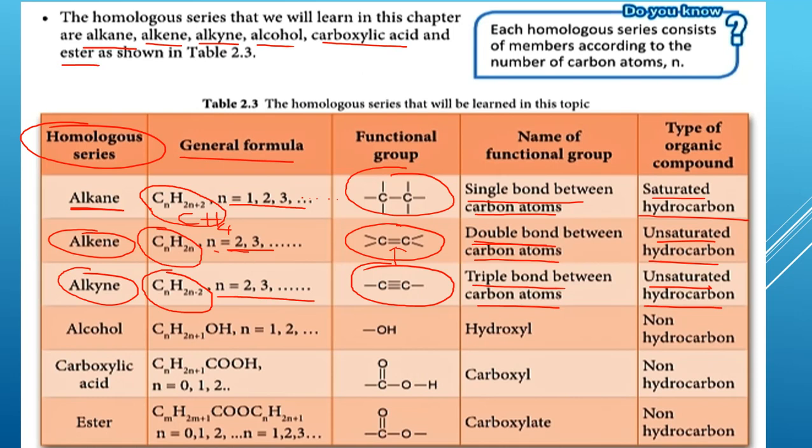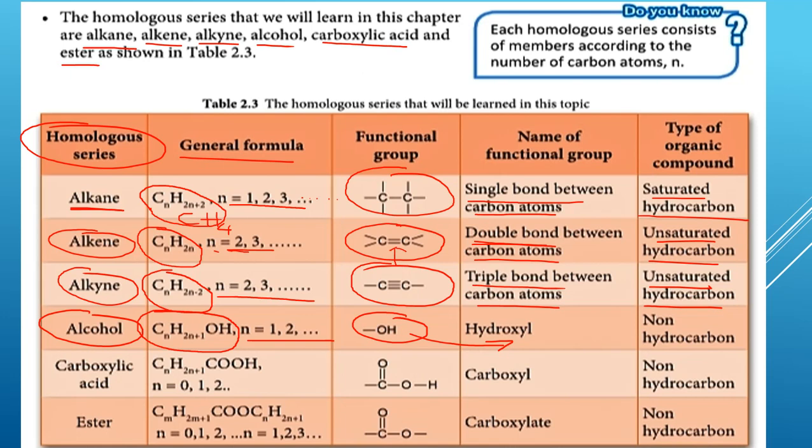Okay, next one is alcohol. Alcohol general formula CnH2n plus 1 OH. And the n here starts with 1, 2 and so on. Functional group dia adalah OH. The name of OH here is hydroxyl. So alcohol functional group adalah hydroxyl group.